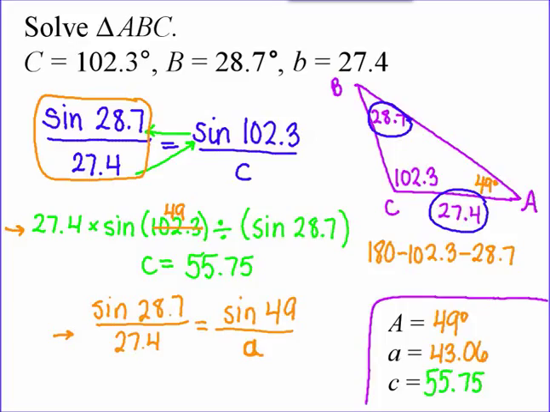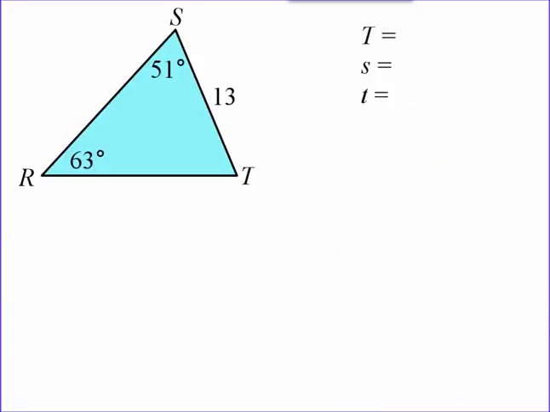Now real quick, we need to check. Largest angle needs to be opposite the largest side. Okay? Smallest angle needs to be opposite the smallest side. Is that true? So then we're done with the problem and we're good to go. Okay. So that's one type of problem you're going to have. This is going to be the second type of problem.